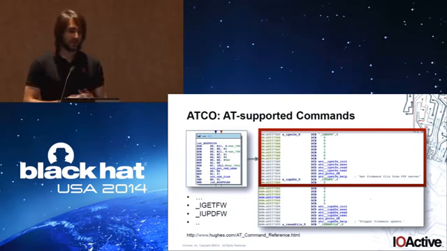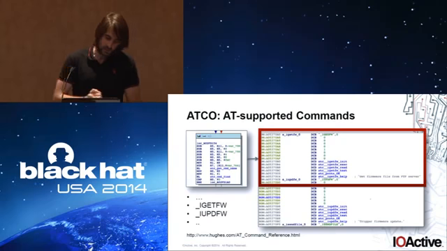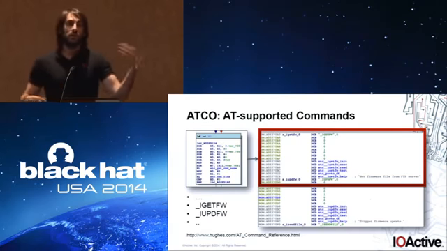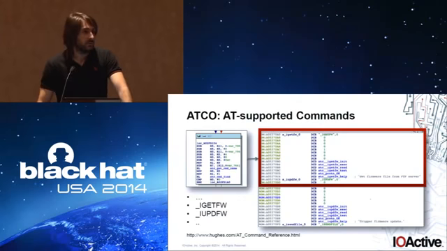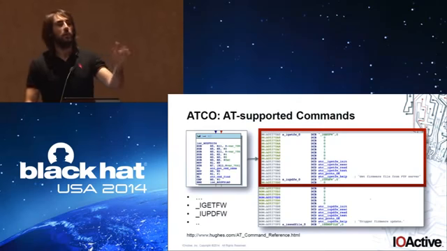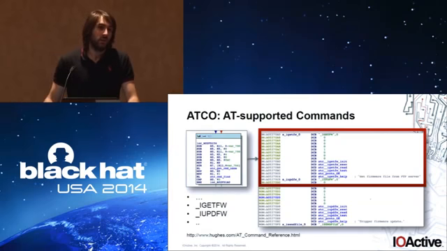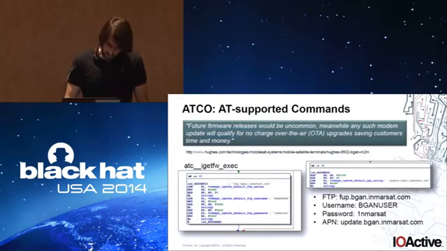If we look at the AT commands that are supported, we find an interesting one, which gets a firmware file from an FTP server and then triggers a firmware update. So basically, we can send an SMS containing this AT command to tell the terminal to download a firmware file from this FTP server and trigger the firmware update. So we can compromise the terminal with an SMS without knowing the right password.